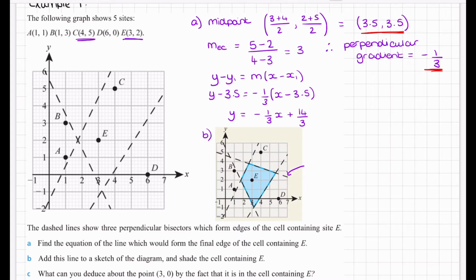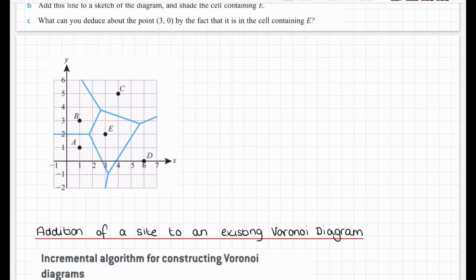And in part C, what can you deduce about the point 3,0 by the fact it is in the cell containing E? So 3,0 is here. Just put a red dot. What that tells us is that anything within that shaded area is closest to the point E. What we can say from that is that E is the closest site to point 3,0.